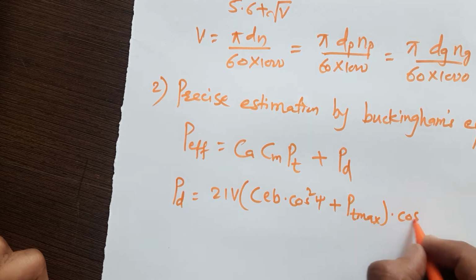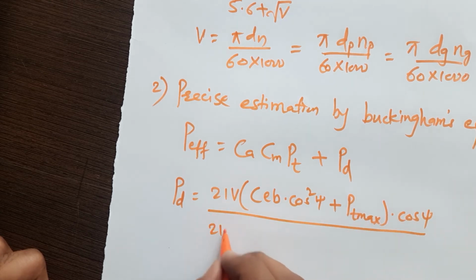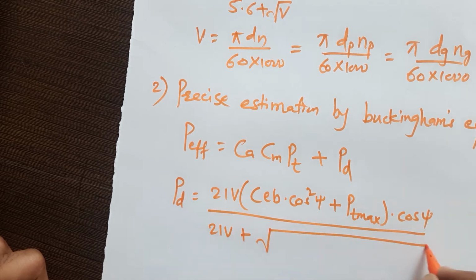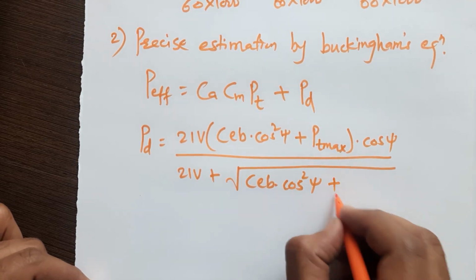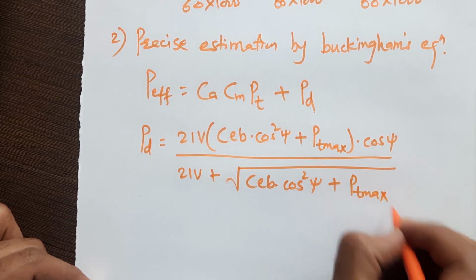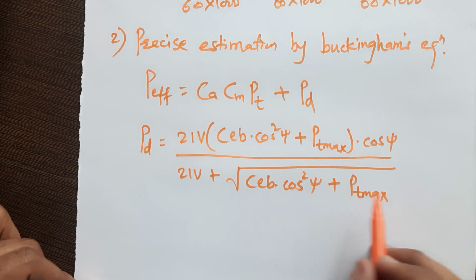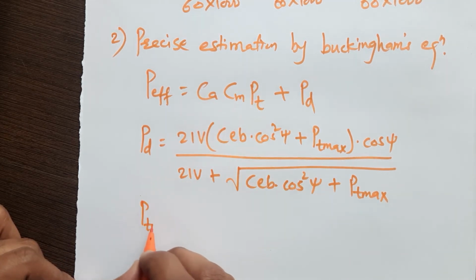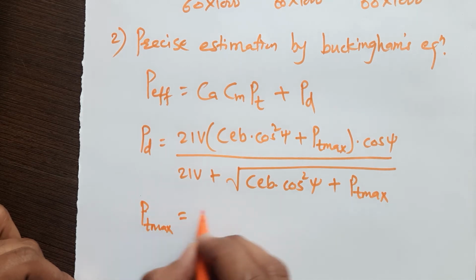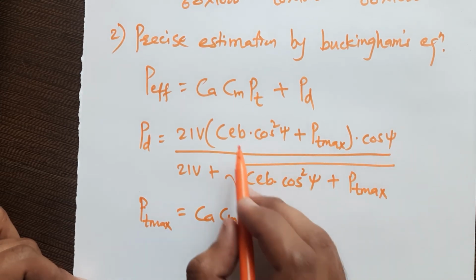bracket close into cos of psi divided by 21V plus under root CEB into cos square psi plus PT max. Okay, so here psi is nothing but your helix angle, PT max is nothing but CA CM PT. Okay, so it is a maximum tangential load that the gear can take. So PT max is equal to CA CM PT.